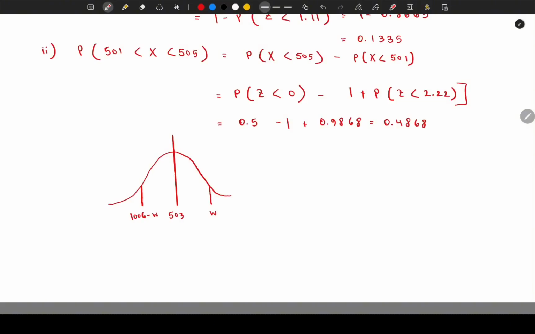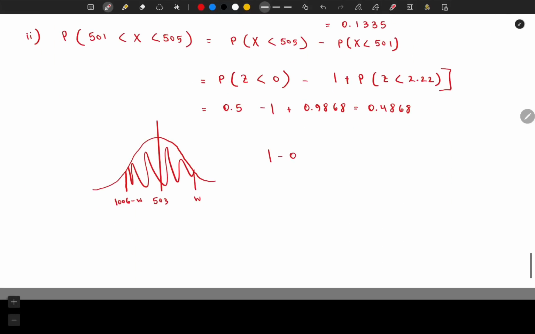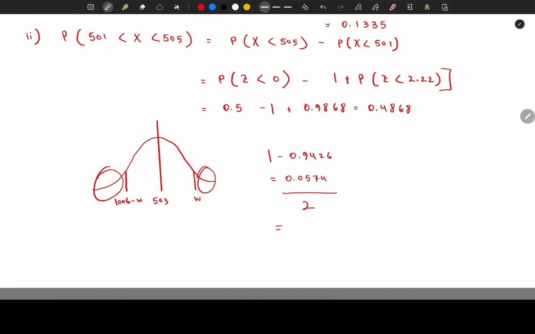Now the probability of this region is 0.9426. If I subtract it from 1, I will get the probability for these two regions, which is 0.0574. And due to the symmetry of the normal distribution curve, if we divide it by 2, it will give us a value of 0.0287. So it gives us the area of one of these regions.